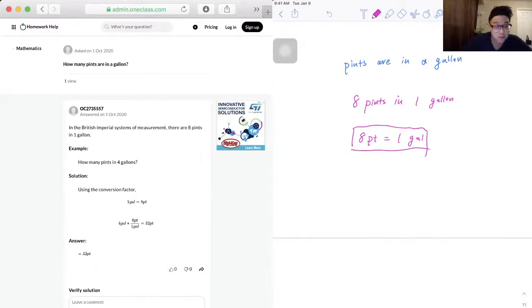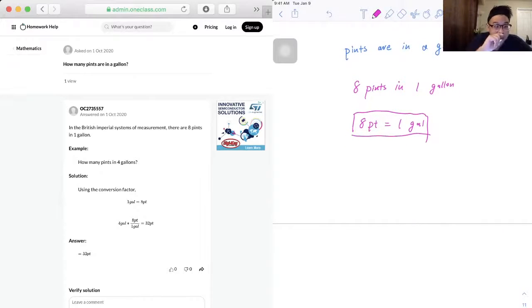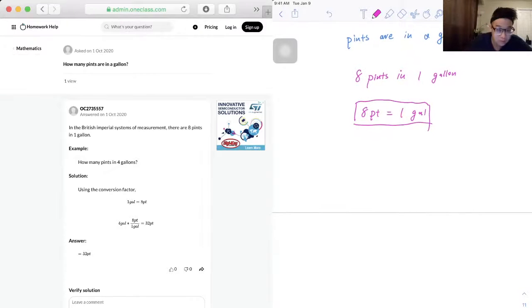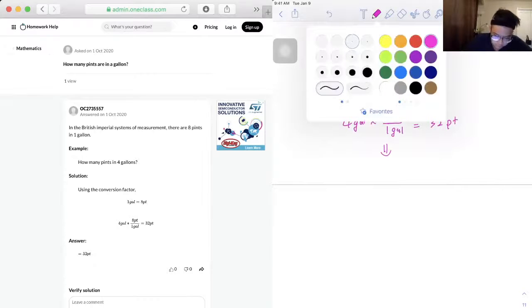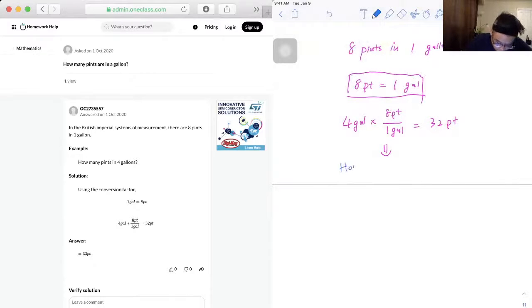gallon. Right, so that's our conversion factor. So if we want to find out how many pints in 4 gallons, we just need to do 4 gallons times 8 pints over 1 gallon, and this is going to be equal to 32 pints. So this is for how many pints in 4 gallons.